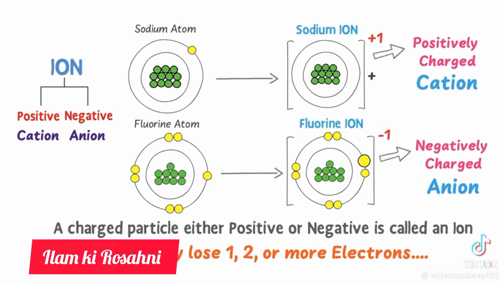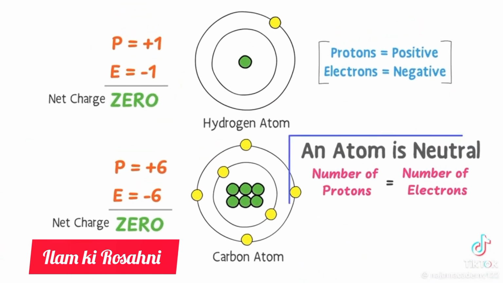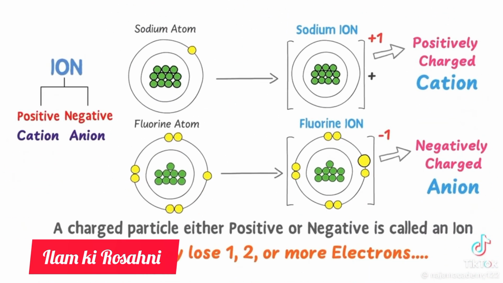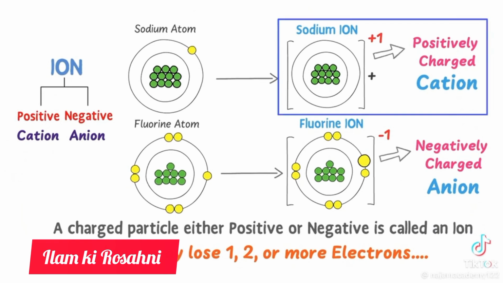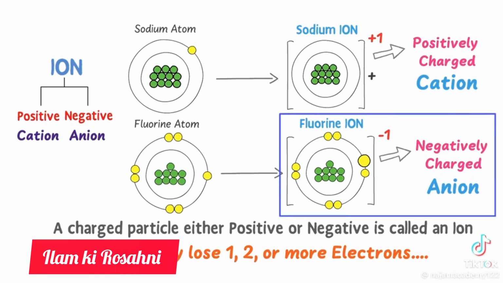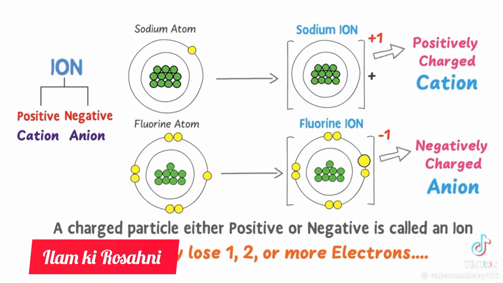To summarize my lecture, we learn that an atom is a neutral particle because it has an equal number of protons and electrons. Secondly, we learn that when a neutral atom loses an electron, it becomes a positive ion known as a cation. When an atom gains an electron, it becomes a negative ion known as an anion. This was all about ions, cations and anions.